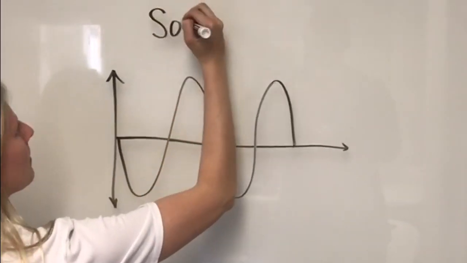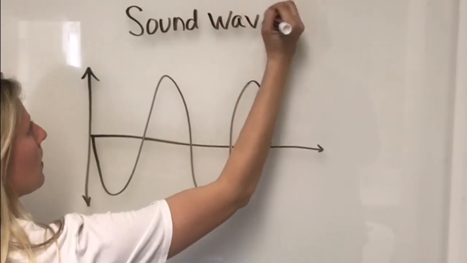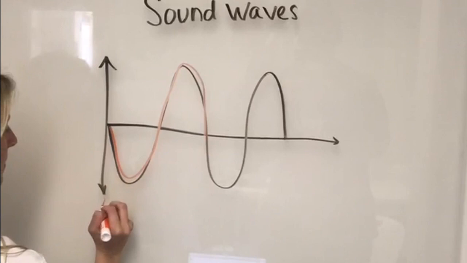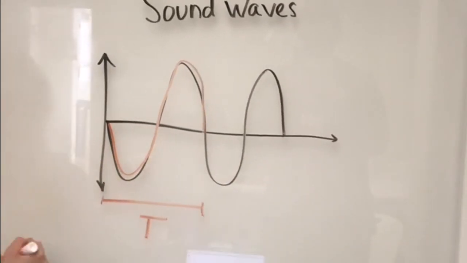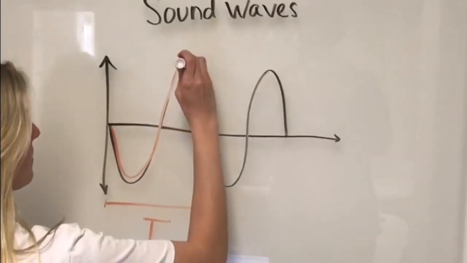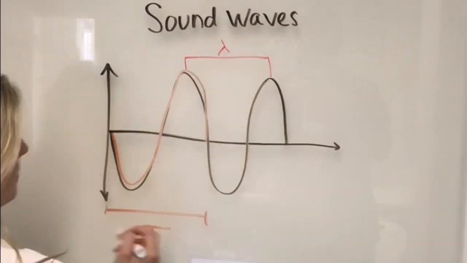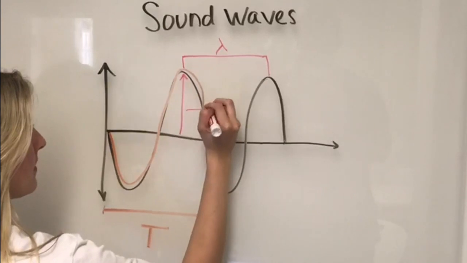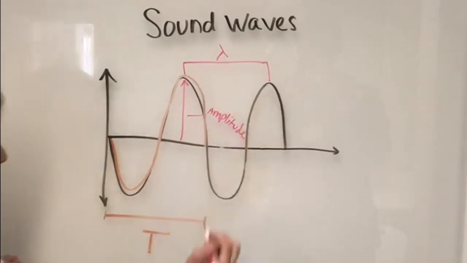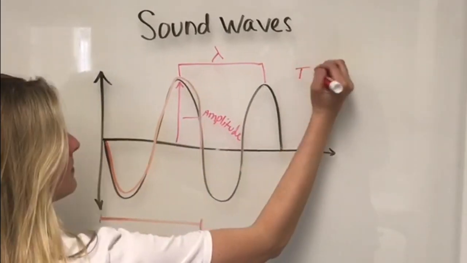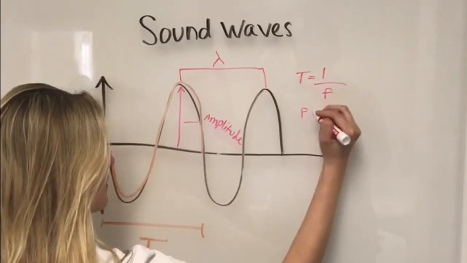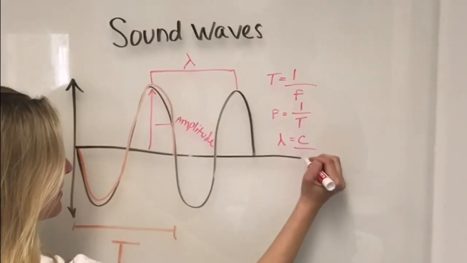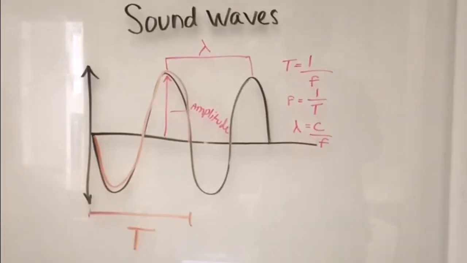Sound waves have a number of properties. Period is represented with an uppercase T and is the number of seconds it takes to complete one cycle. The wavelength is the distance between two compressed regions in a sound wave and is represented by the lambda symbol. The amplitude is the maximum displacement of the air molecule from its undisturbed position. The formula for period is 1 over the frequency, and the formula for frequency is 1 over the period. The formula for wavelength is speed over frequency.